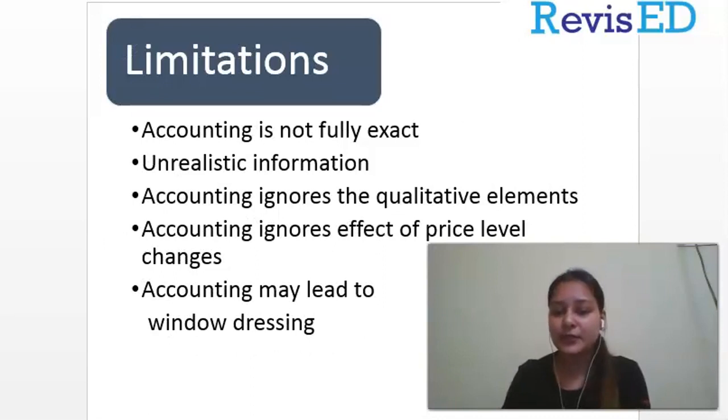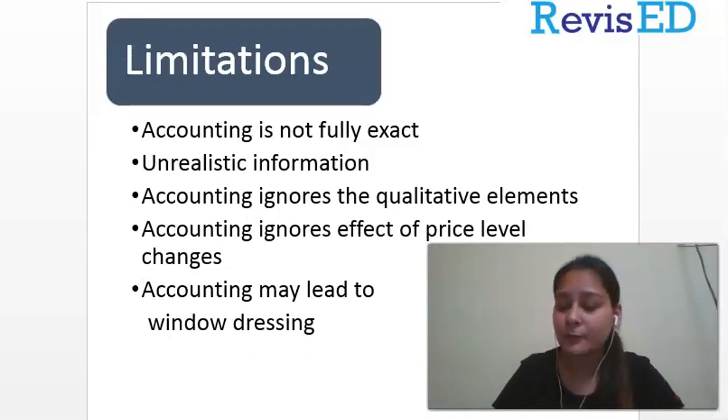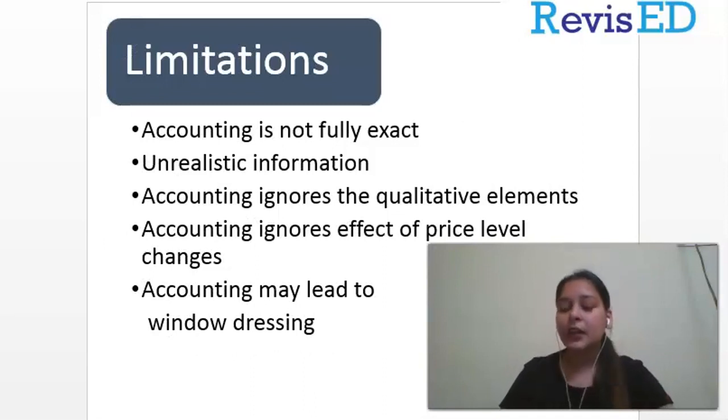Then limitations. What are the limitations of accounting? Yes, accounting is not free from biasness. It is not free from limitations. There are limitations of accounting, but always remember there are limitations, but still we use accounting by keeping in mind some of the limitations.